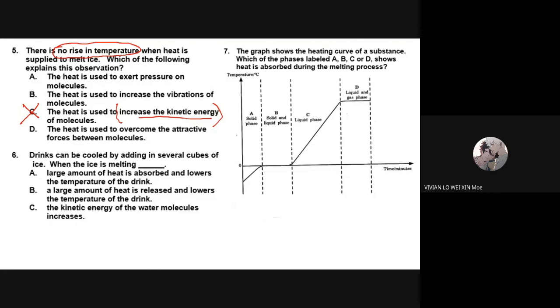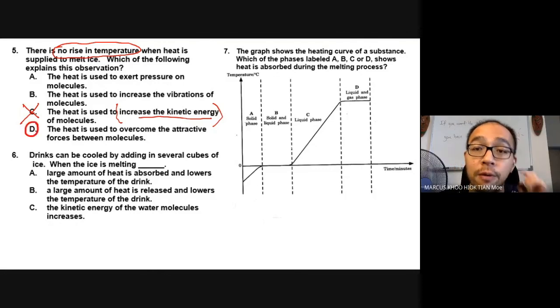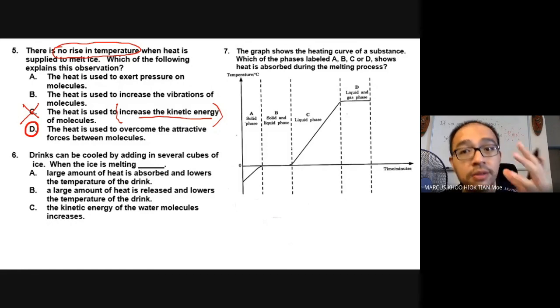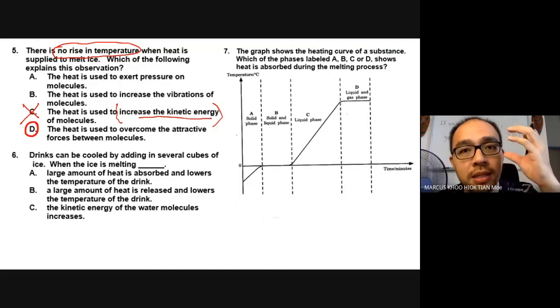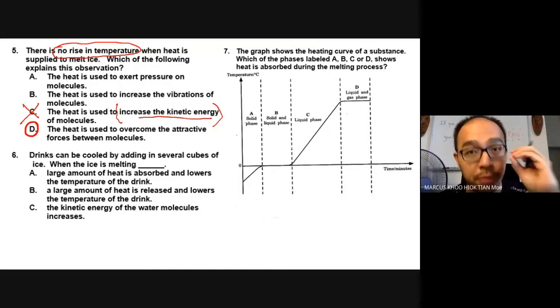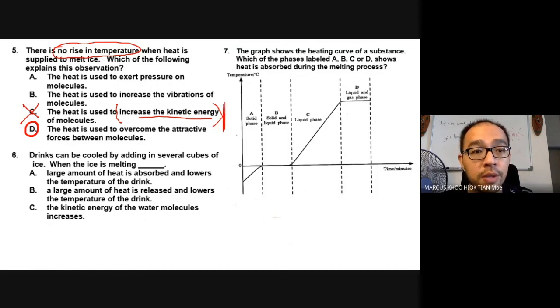D. Okay, D, the heat is used to overcome the attractive forces between the molecules. Okay, still need to understand this, that when there's an increase in kinetic energy, molecules move faster. Move faster means they have to move at a certain temperature. The faster you move, the higher the temperature. Sorry, the higher the temperature, the faster you move. Okay, so this is a very important difference between these two, which you need to get.